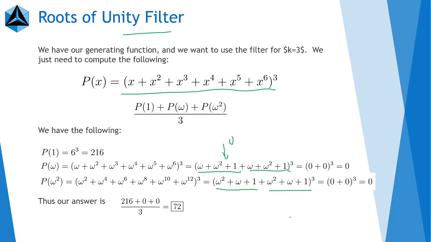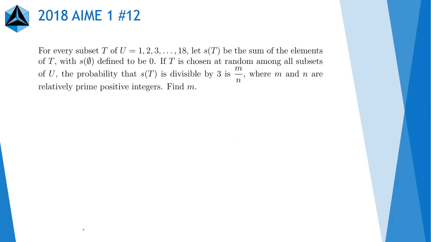And we will cover our final example in today's lecture, and this is the final problem we'll be covering. And this is a 2018 AMC 12 problem, number 12, so it is pretty hard. For every subset T of U equals 1, 2, 3, all the way to 18, let S of T be the sum of the elements of T, with S of the empty set defined to be 0.